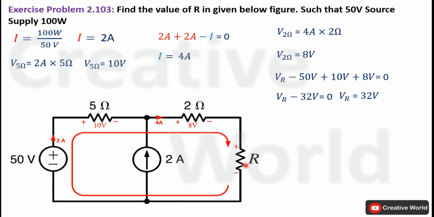After getting the value of voltage across this resistance, and we also know the value of current through this resistance, so we can use Ohm's law to calculate resistance value. So the value of resistance will be equal to 32 volt divided by 4 ampere. 32 volt is appearing across this resistance and 4 ampere is current passing through this resistance. So the value of resistance will be 8 ohm.